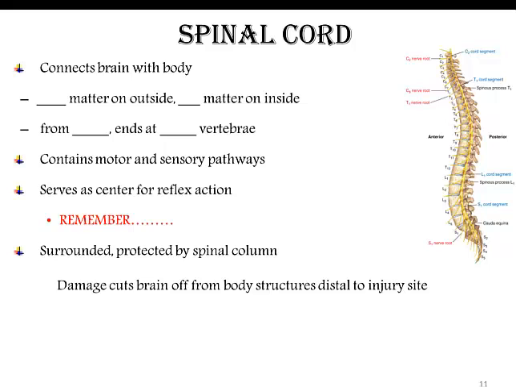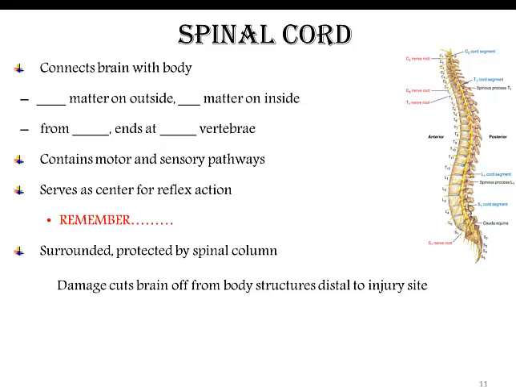The spinal cord connects the brain with the body. It starts at the brainstem until the lumbar 1 and lumbar 2 vertebrae. The spinal cord contains motor and sensory pathways that exit and enter the cord via the anterior and posterior nerve roots and the spinal and peripheral nerves. It serves as the center for reflex action. Remember, if a patient is brain dead, they can still have reflexes.